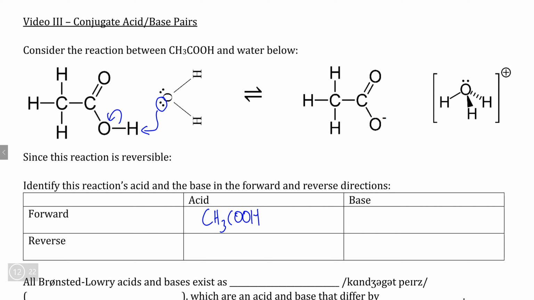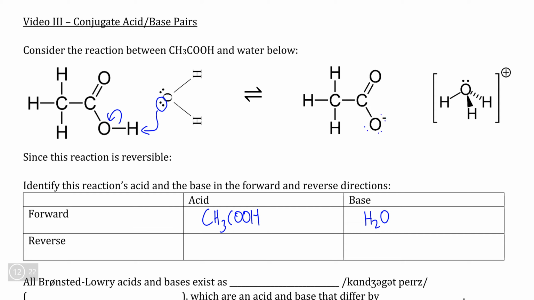If we look at water, on the other hand, because water is using its lone pair to take a hydrogen from acetic acid and therefore gain a hydrogen in order to form H3O+, water is actually acting as a Brønsted-Lowry base. If we look at the reverse reaction, however, we see the roles of each molecule actually get reversed.